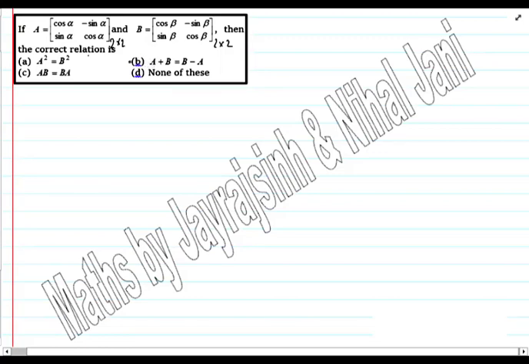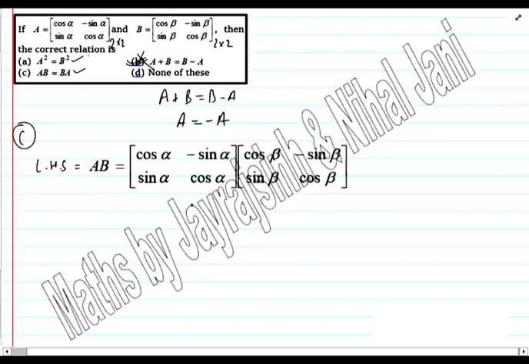Okay, so let's inspect all the options one by one. If we talk about option A, it is A plus B is equal to B minus A, which suggests that our A should be equal to minus A, which is not true for the matrix A, right? Because it is not a skew symmetric matrix. So we can say option A is not the correct option. Now let's check option B as well as option C. In option C, on left hand side, we have to find A into B. So first of all, we have to write A and B. So here it is. Now we have to multiply A into B.